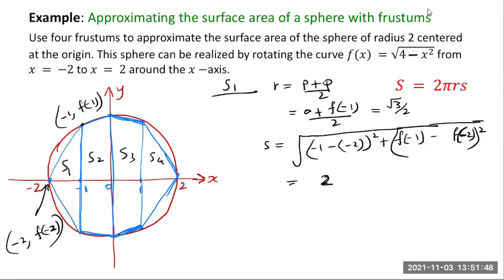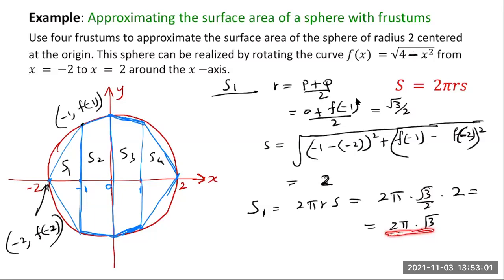Now I can find S1 using my formula. S1 is equal to 2 pi rs. I know my r, 2 pi. My r is this one, 0 plus f of -1 divided by 2, which is square root of 3 over 2, times s. S is the slant length, which is 2. That will give me my S1. S1 is equal to 2 pi times the square root of 3, because the 2s cancel, you get this one.